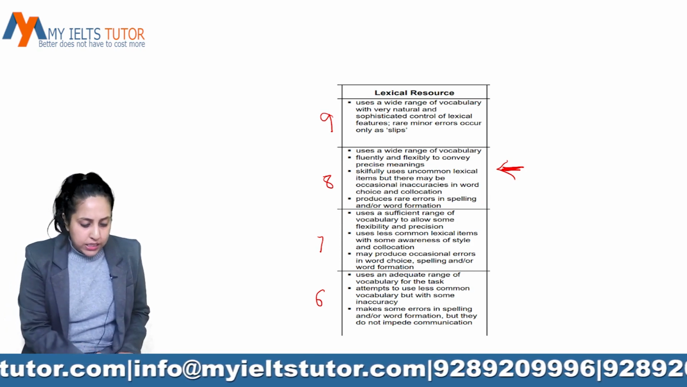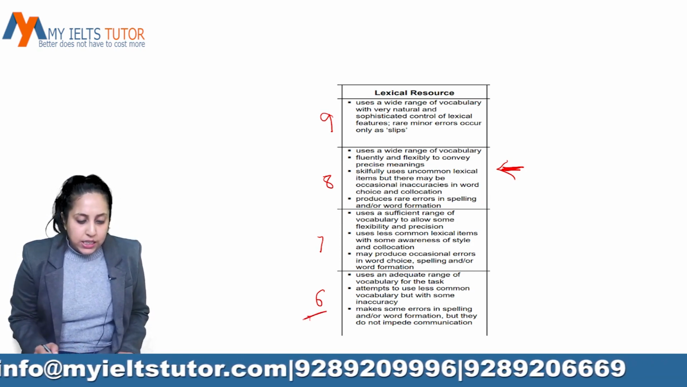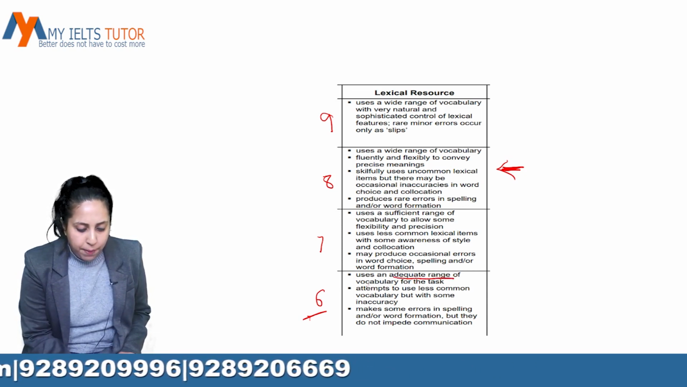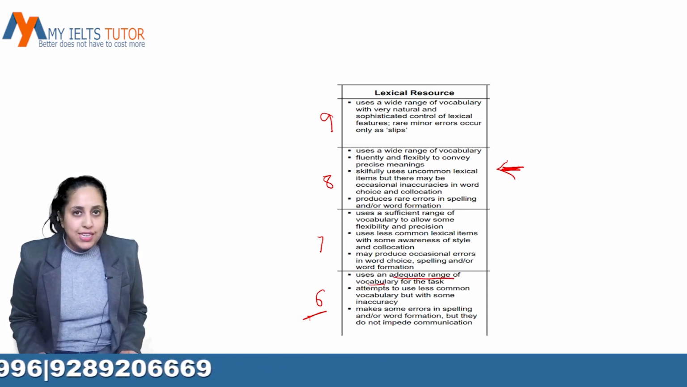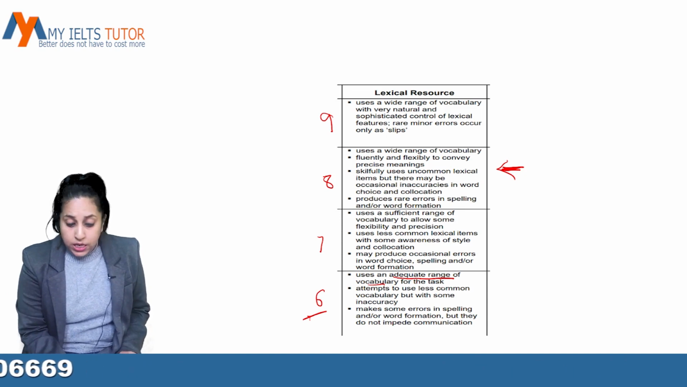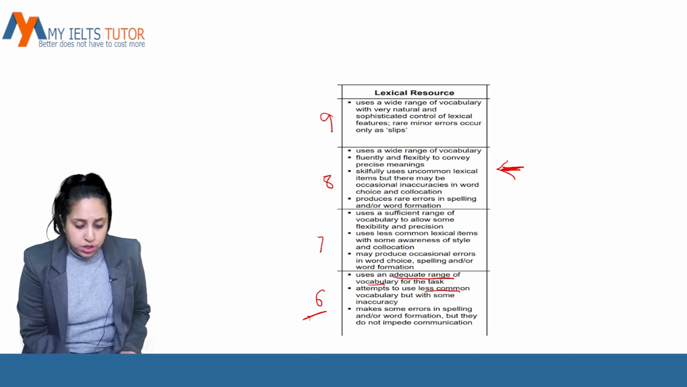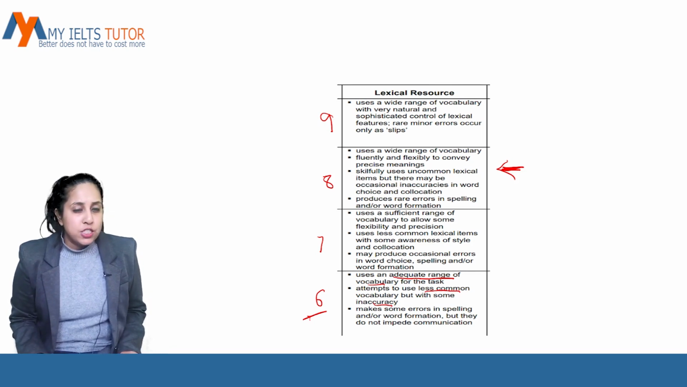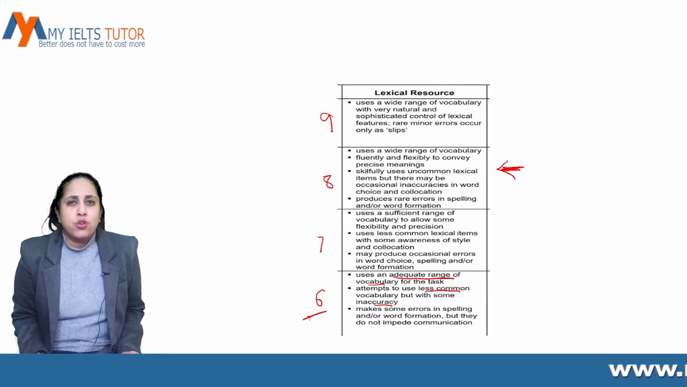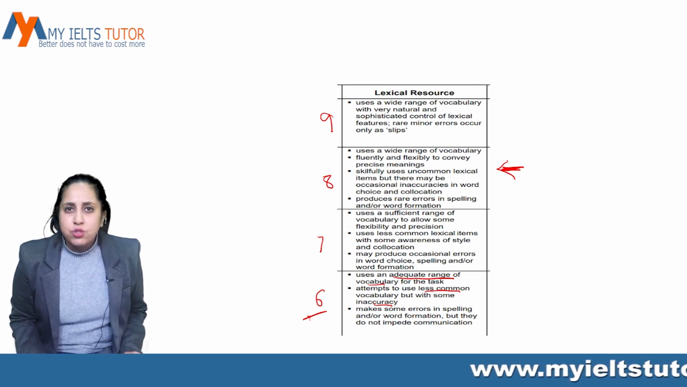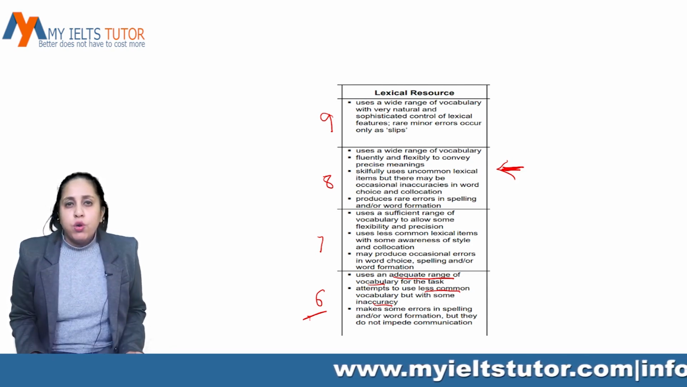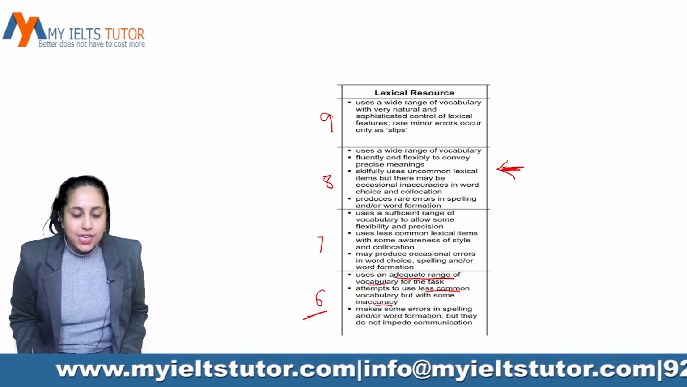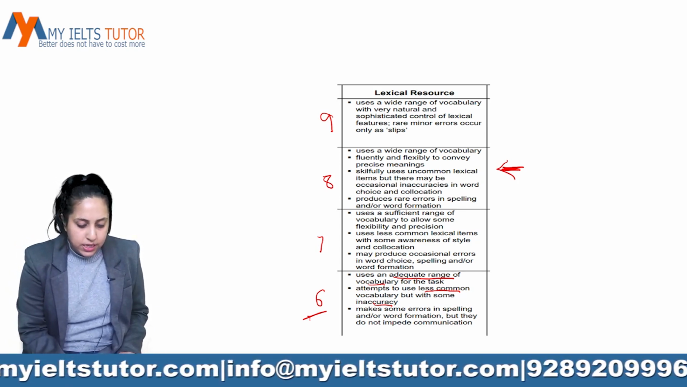If I have a look at the 6 band criteria of lexical resource, it is saying to use an adequate range of vocabulary for the task. The student is using an adequate range, right? Less common words are used, but some inaccuracy is there. We are trying to use some less common words. So what are less common words? Are they those words which no one knows? No, they are not. We'll be understanding less common words in further slides, right?